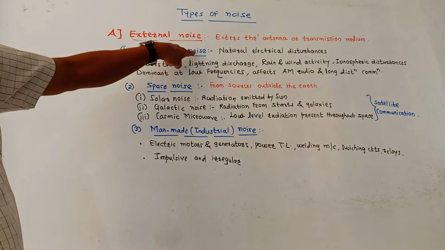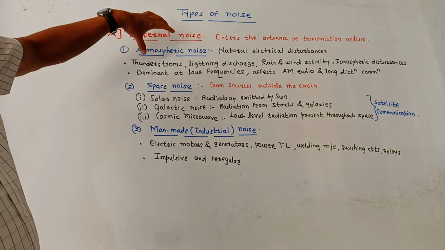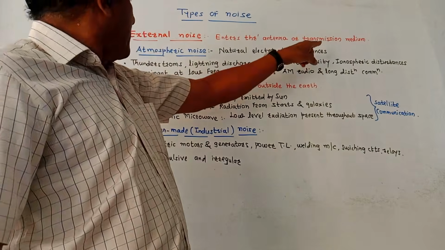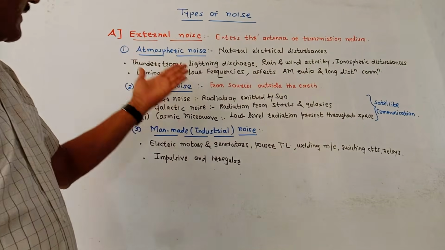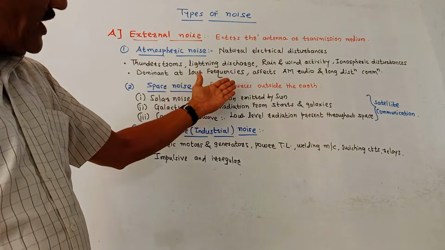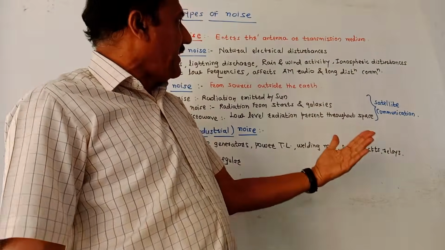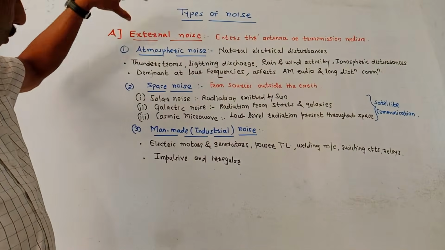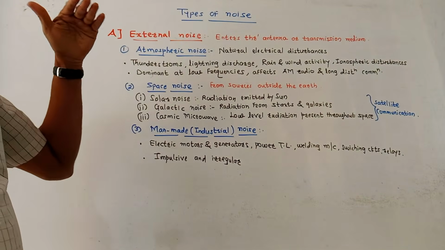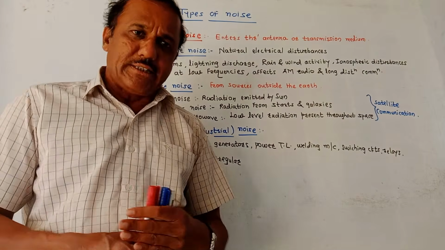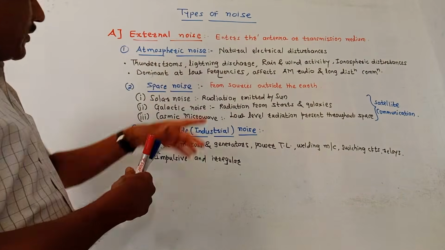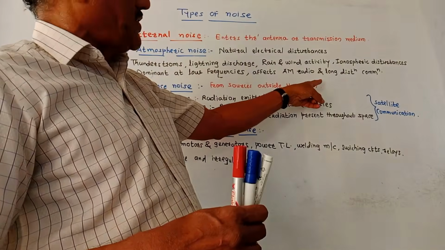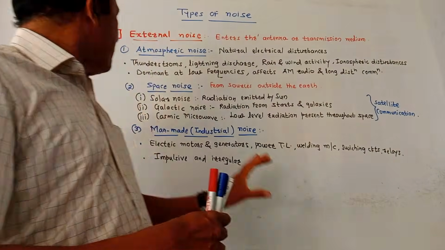First is atmospheric noise. As the name indicates, this is basically due to natural electrical disturbances. Quite common examples are thunderstorms, lightning discharge, rain and wind activity, and ionospheric disturbances. So these are the common reasons for producing atmospheric noise. The major characteristic of atmospheric noise is that it is dominant at lower frequencies and it affects AM radio transmission and long distance communication.